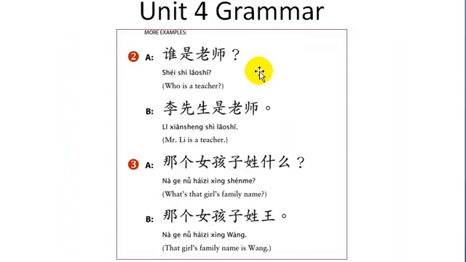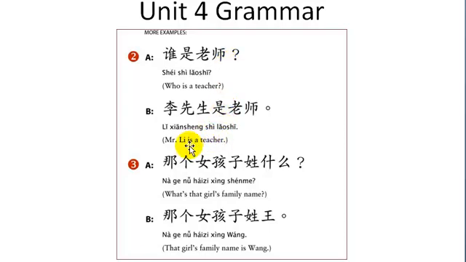Okay, here's some examples. 谁是老师? Who is a teacher? So you have a room full of people, and maybe it's a mix of students and teachers, and you want to know who is a teacher here. Okay, 谁是老师? You know, if you're in a restaurant and someone's choking, and you were going to say, who's a doctor? Who is a doctor here? You would say 谁是大夫? 谁是医生? You'll learn doctor in a future lesson.